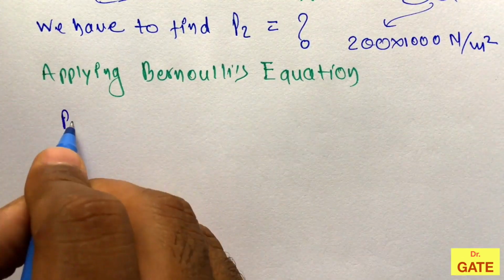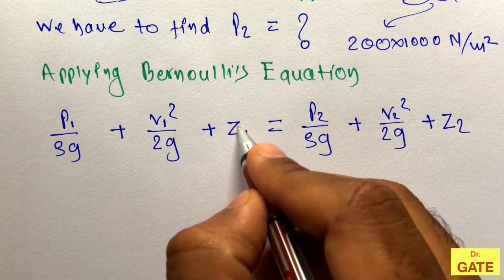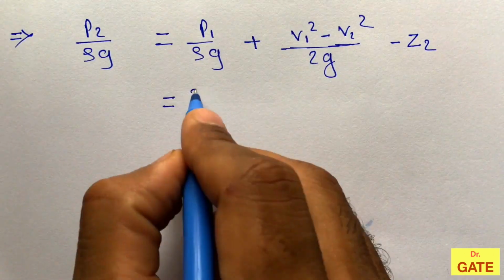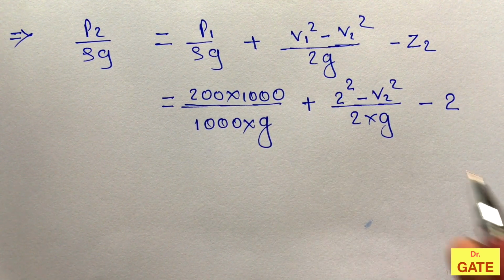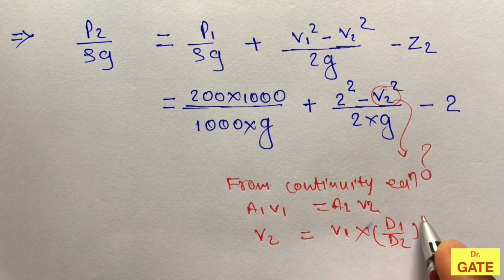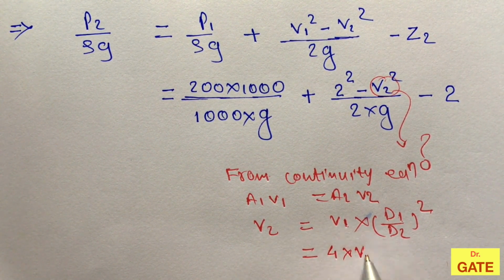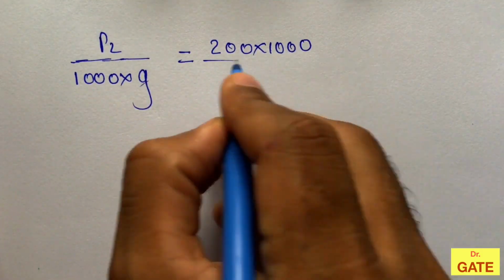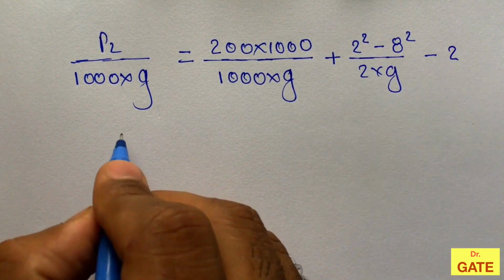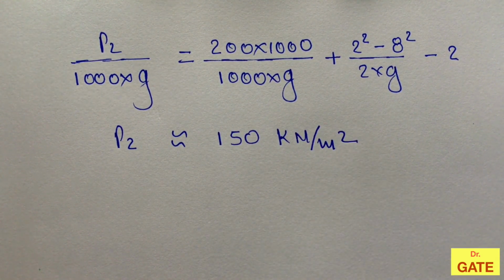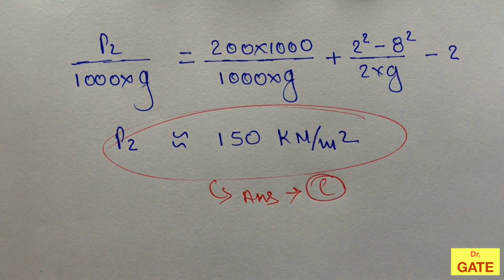Simply applying Bernoulli's equation, here Z1 will be 0 because we are taking it as reference. After further solving it, we will get this. Now we have to find the value of V2. So from the continuity equation, V2 is 4 times V1, which is coming out to 8 meter per second. Now putting this value and further solving it, we will get P2 is approximately 150 kilonewton per meter square. So option C is correct.